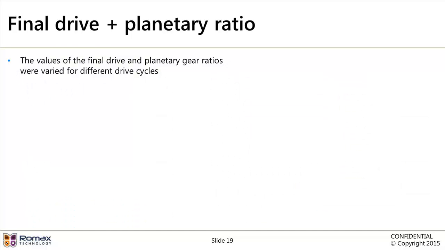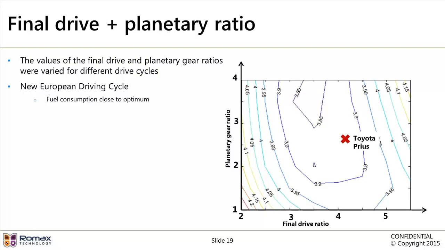And one more result from the case study. We looked at varying the values of the final drive and planetary gear ratios. So on the x-axis is the final drive ratio, on the y-axis the planetary gear ratio. And these contours here represent fuel consumption values, so lower numbers are better. And this cross here marks where the 2004 Toyota Prius lies in this design space.